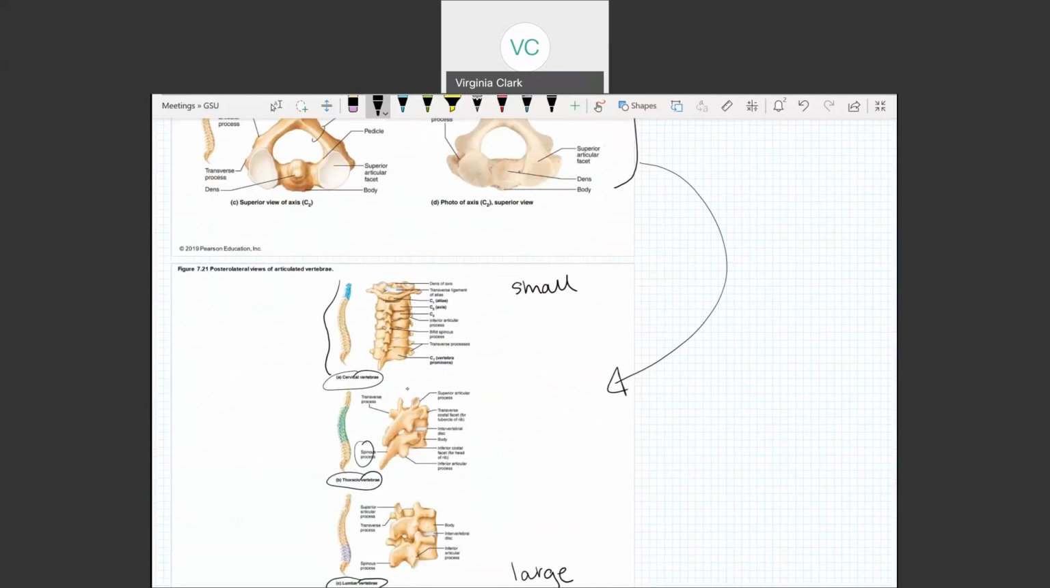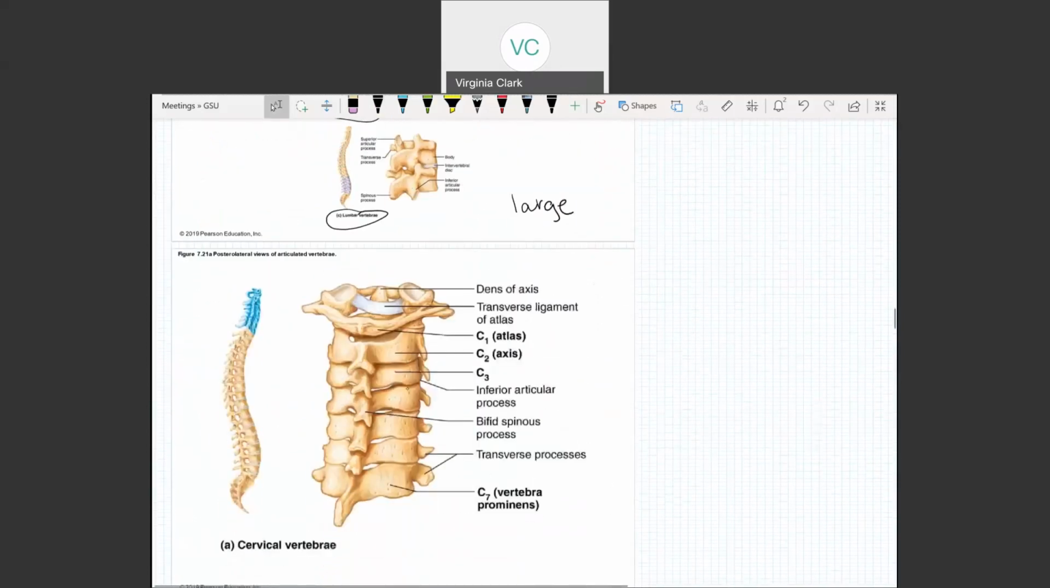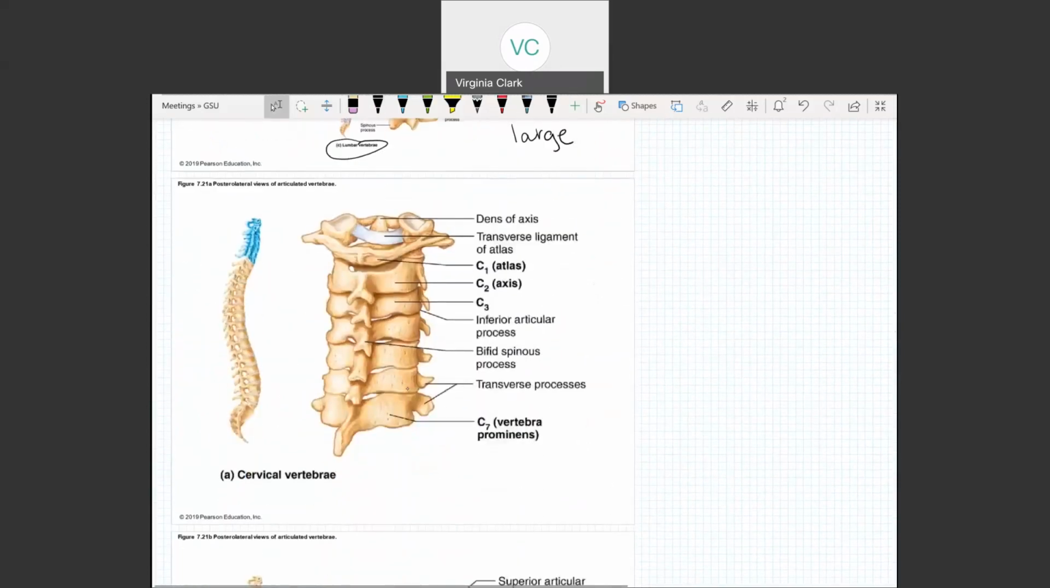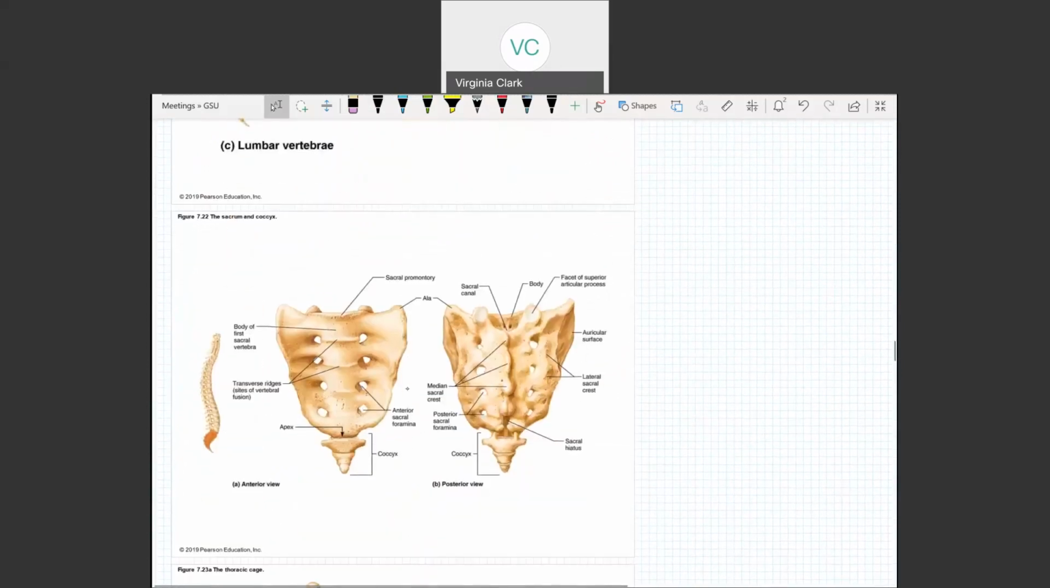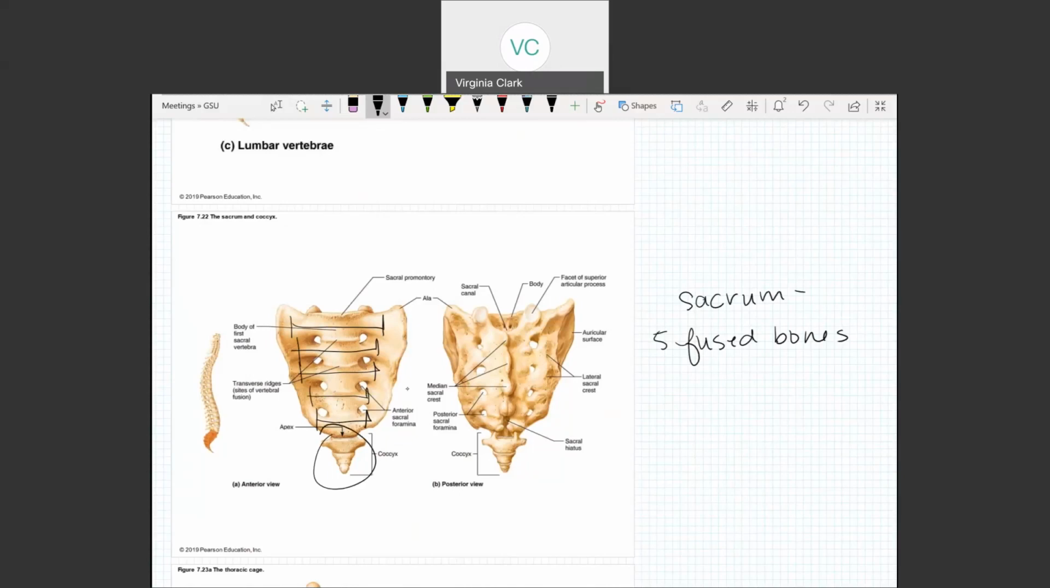So that's really what the atlas and the axis you need to focus on for that. If you want to see how they all fit together, this is them broken in. And then at the very, very bottom, you can see how this is the sacrum. So it's 1, 2, 3, 4, 5. So these are 5 fused bones that are making up your sacrum. So you can see how those are right there. And then your coccyx is going to be down here.